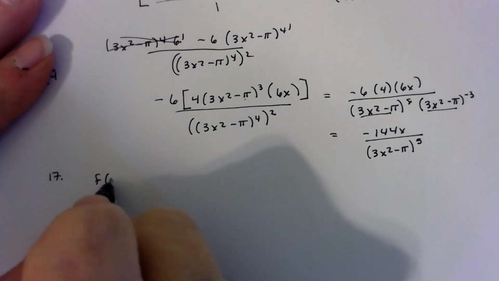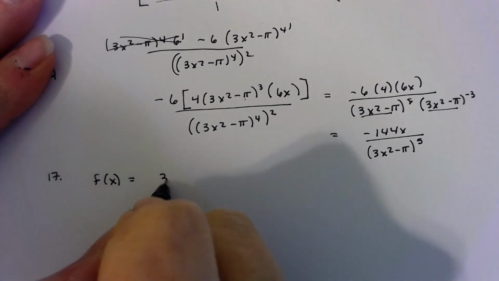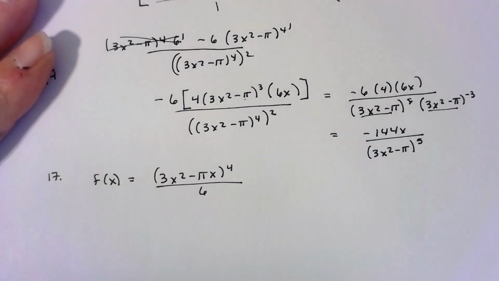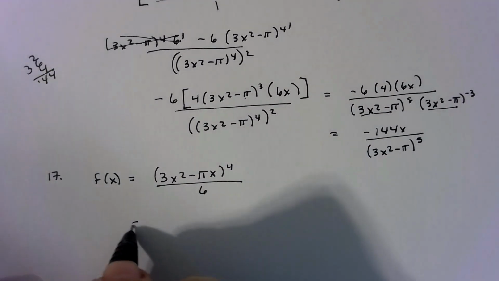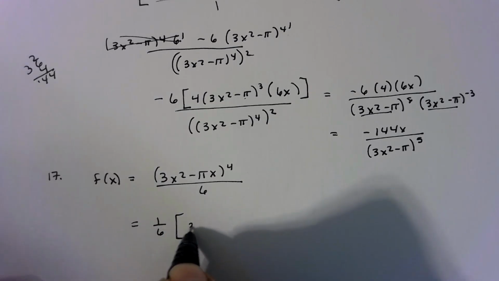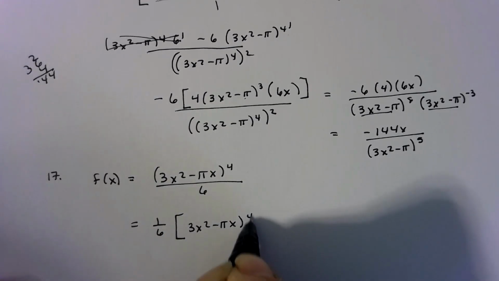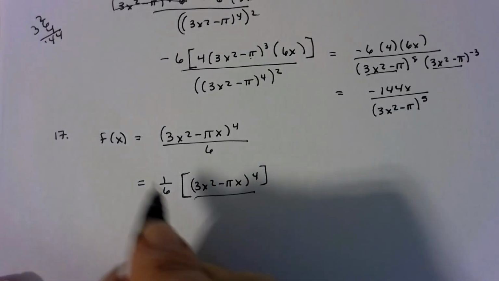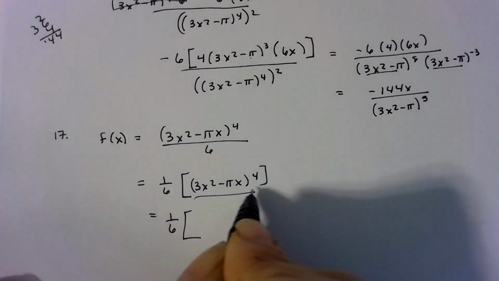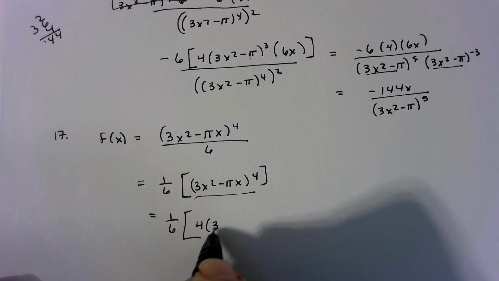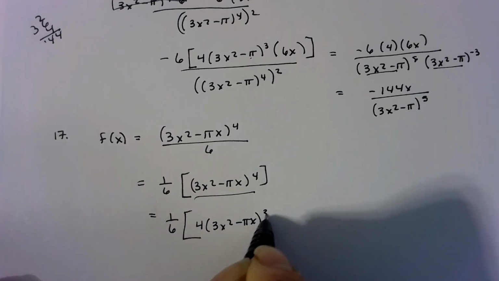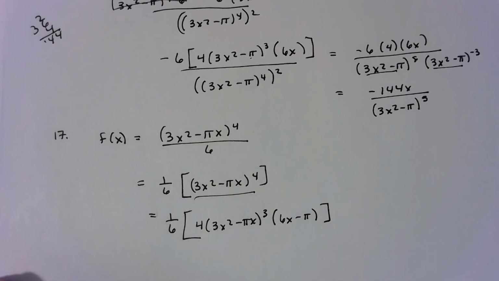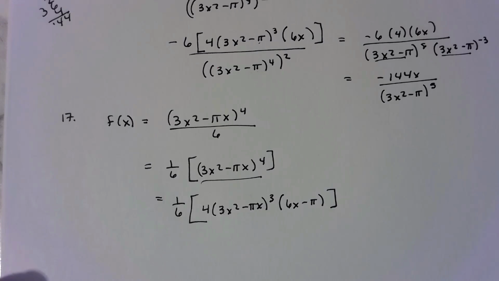The last one, f of x is equal to (3x squared minus pi x) to the 4th all over 6. So again, I can write this as 1/6 times (3x squared minus pi x) to the 4th. I can pull that out as a constant multiple and just focus on the derivative of this. So this is 1/6. Well, what is the derivative of this? Chain rule, right? It's 4 times (3x squared minus pi x) to the 3rd. Derivative of inside is 6x minus pi. You are done. Finished. Complete.